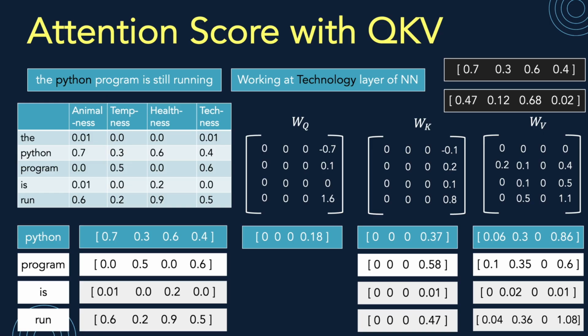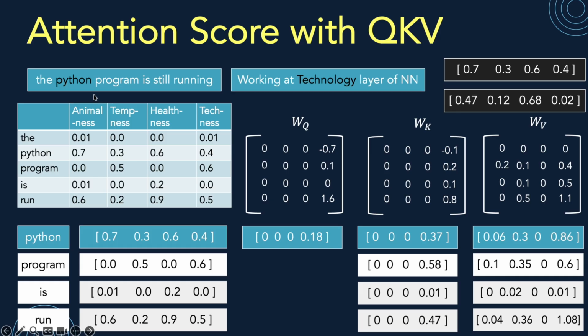In the last example, I had found out the context vector of the word Python in the animal layer. This time I'll do the same for the technology layer. And this is the output of the last example, right? From 0.7, 0.3, 0.6, and 0.4, it got changed to 0.47, 0.12, 0.68, and 0.02. So the technology property got reduced a lot. The health property was more or less similar. The animal property was also more or less similar. The purpose it got reduced is because we found out the value with respect to the other words in the sentence.